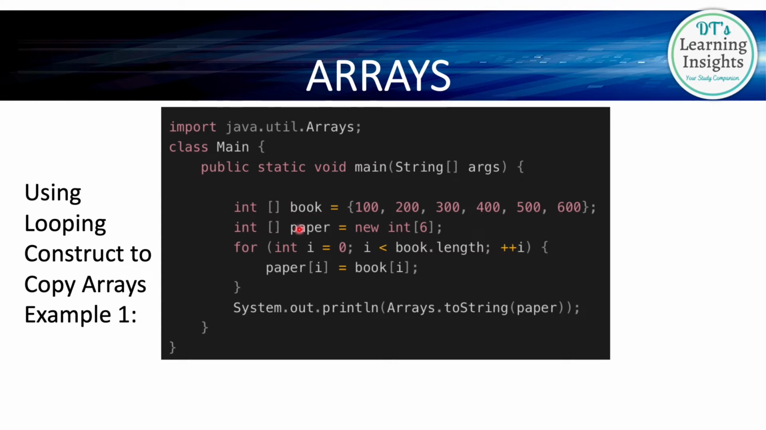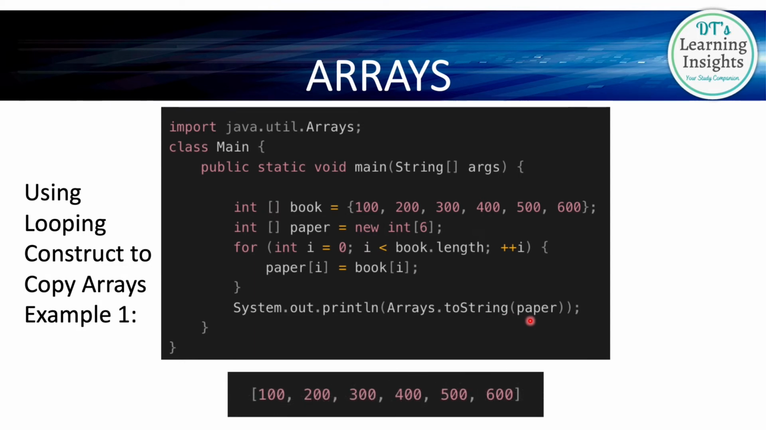Both of these arrays refer to different objects, that is, deep copy is happening. So if elements belonging to one array are changed, then there won't be any change in the other array. If you have noticed this statement here, the toString method is used to convert an array into a string. So this is the output.